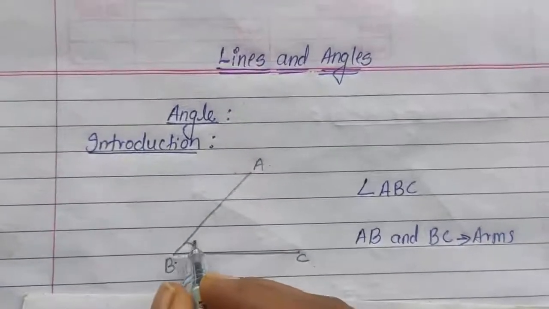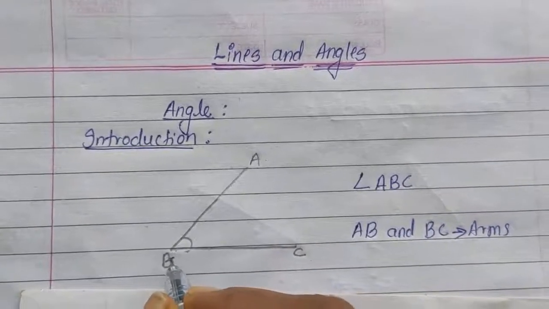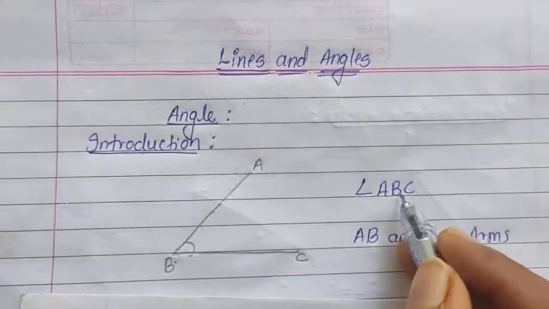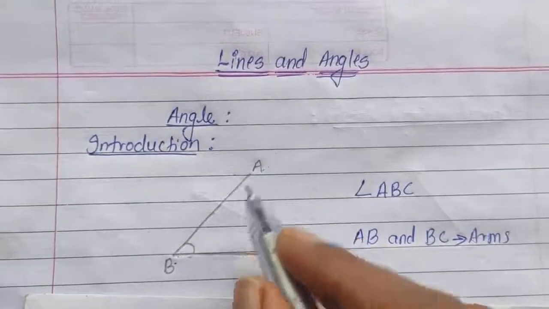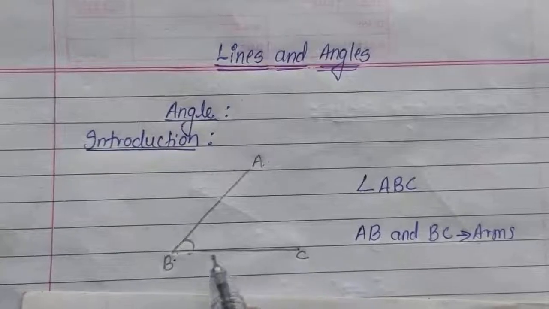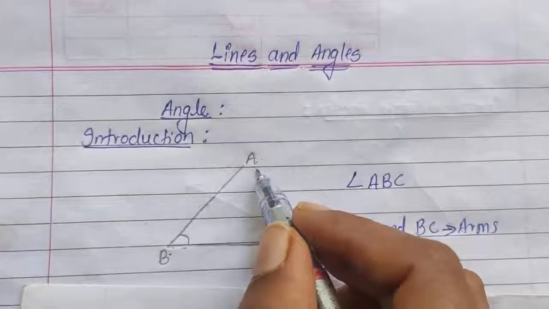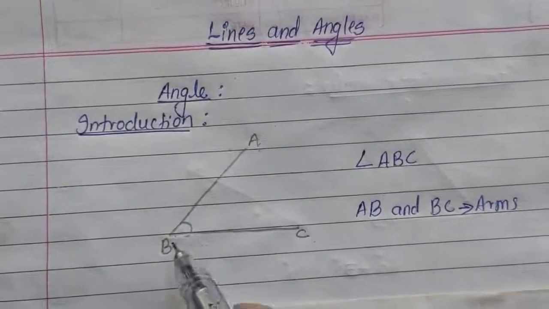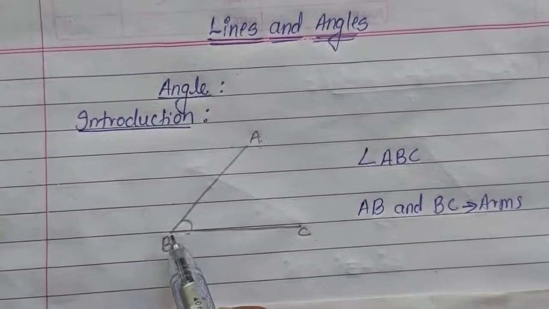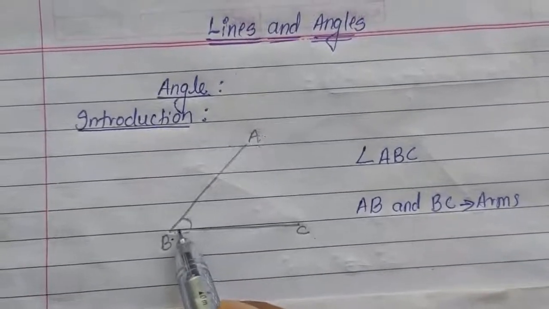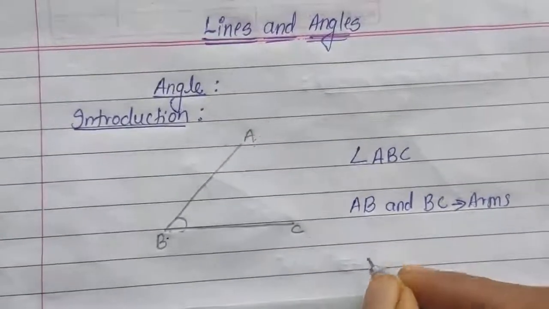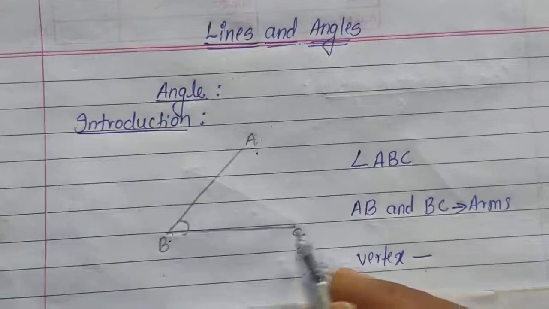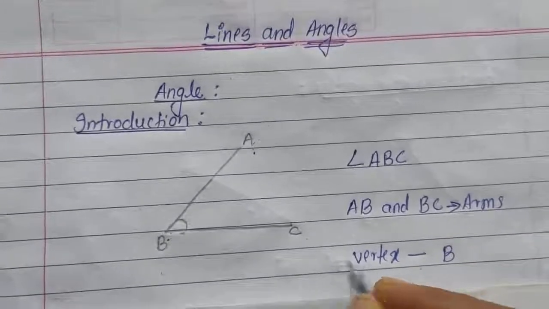Now here B is the angle. So while writing the name of an angle, we always have to write this letter in the center. Means ABC, or we can write CBA. These are the two arms. They meet at B. This is called the vertex of an angle. B is the vertex of angle ABC.